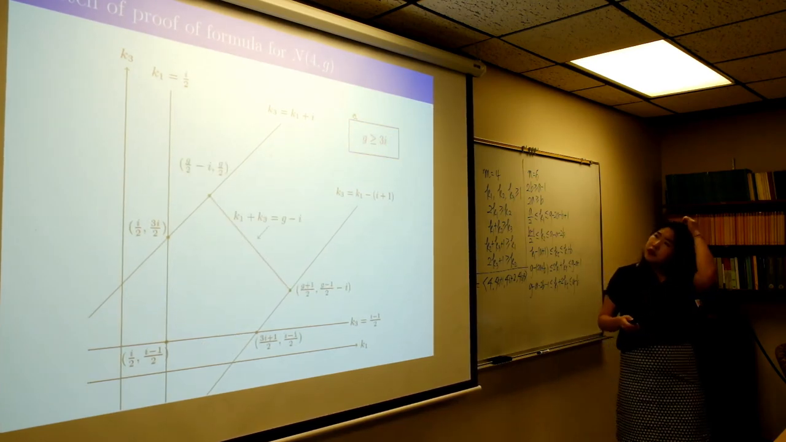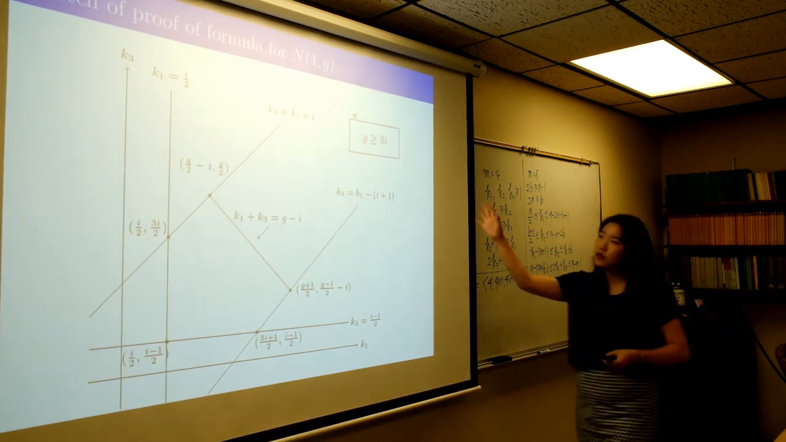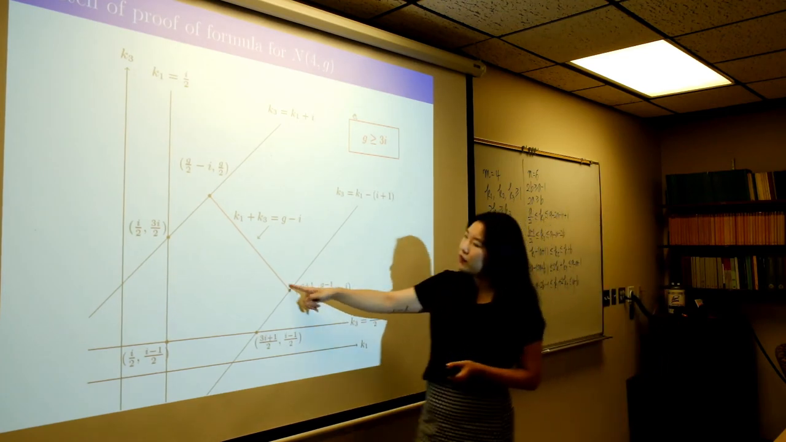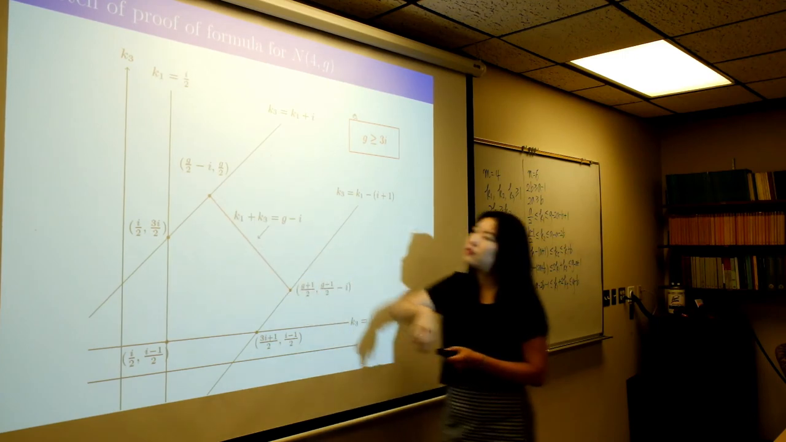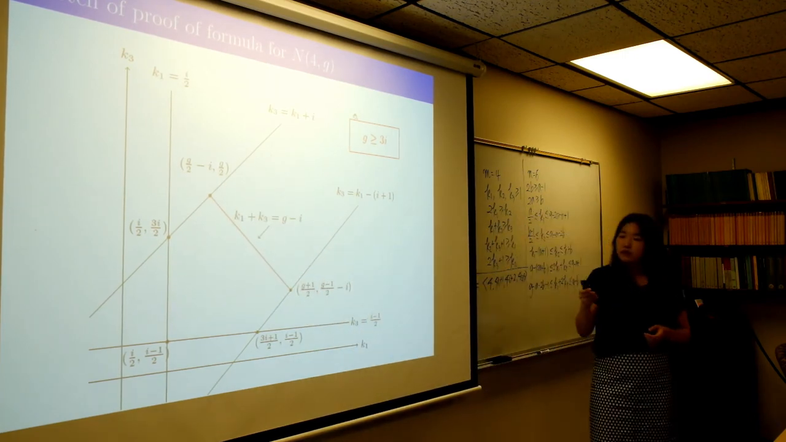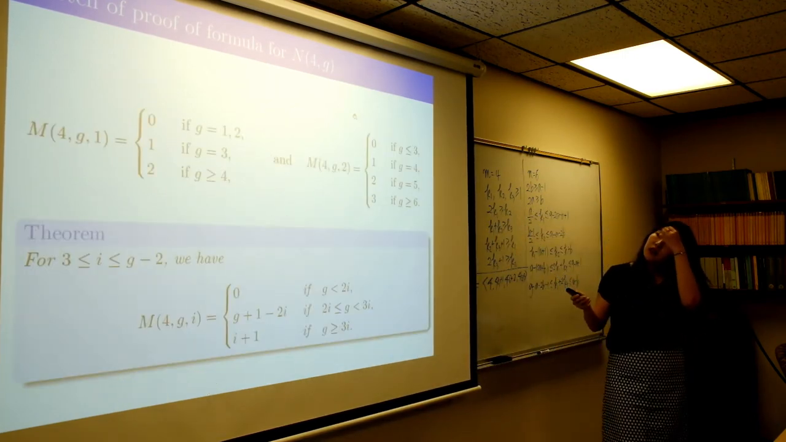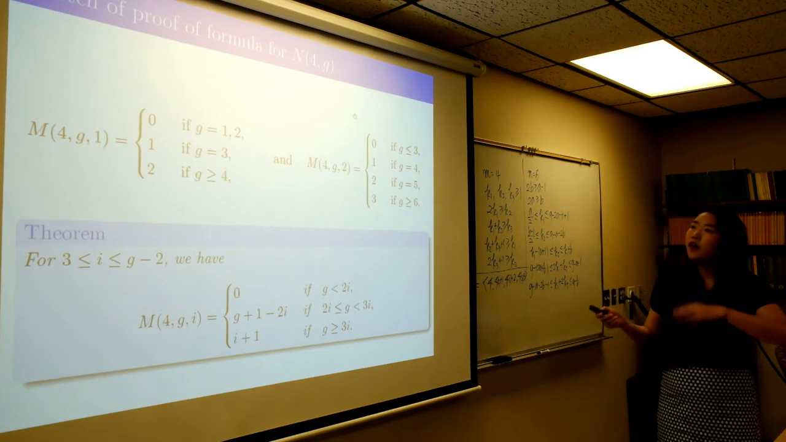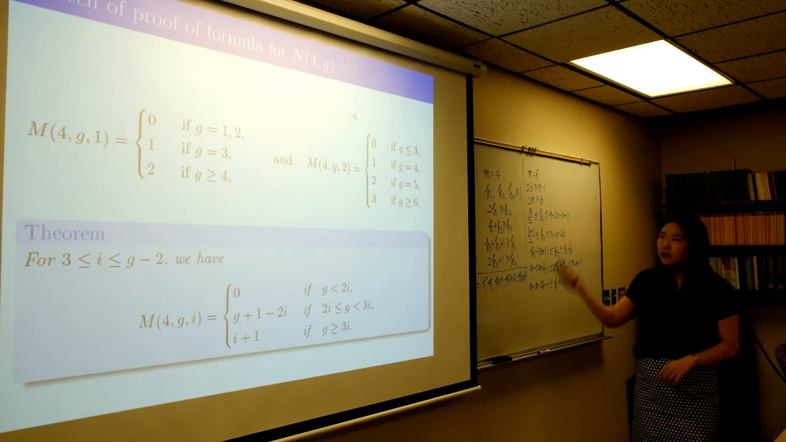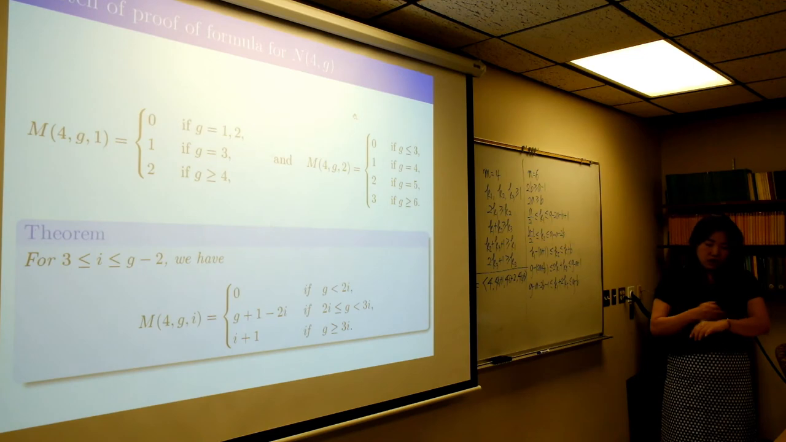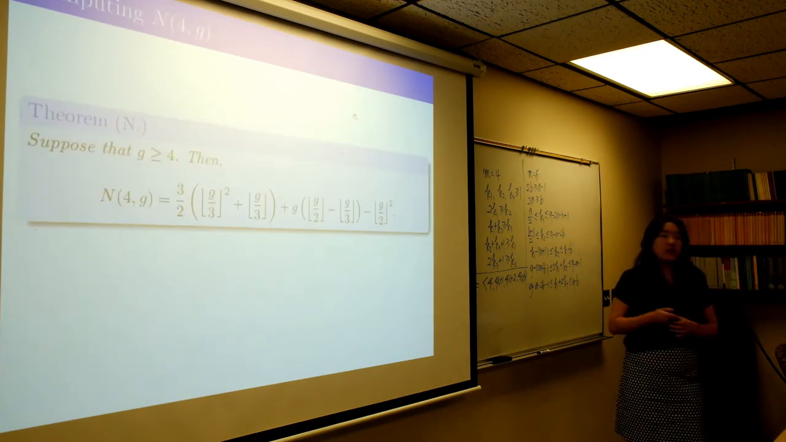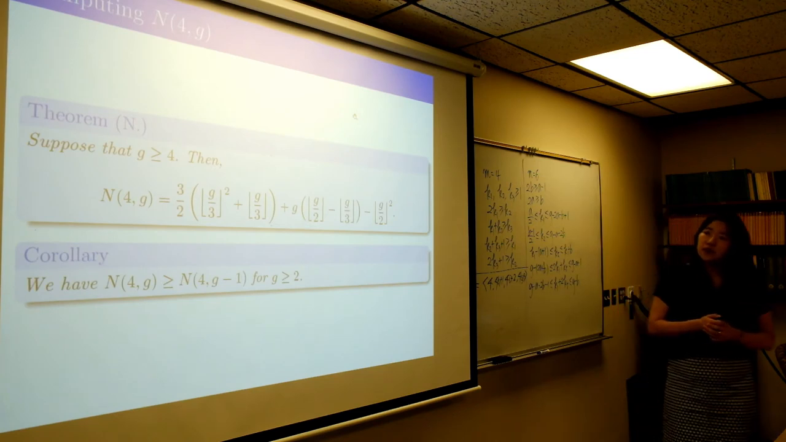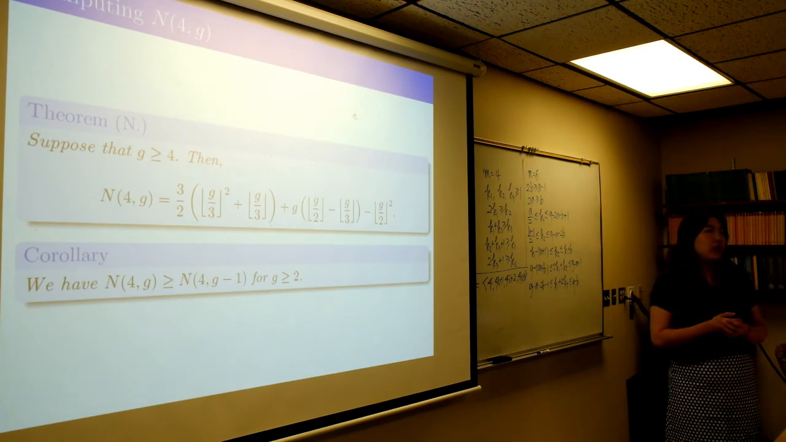And when g is greater than or equal to 3, all the structures are the same, but we count the number of integer points on this red line. Then we can compute the values of n4gi in general. So we can conclude that n4g is this summation, and Kaplan's conjecture is true when m is equal to 4.